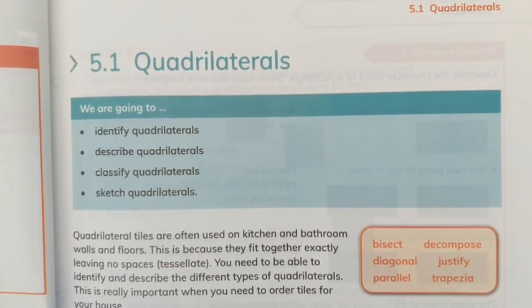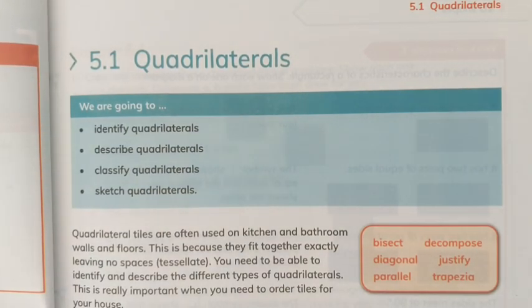This is Quadrilaterals, chapter number 5, and in this video we are going to talk about how to identify quadrilaterals, what quadrilaterals are, how we can describe them, how we can classify different sorts of quadrilaterals, what their types are, and what their characteristics are. So let's begin with the basic definition of quadrilaterals.